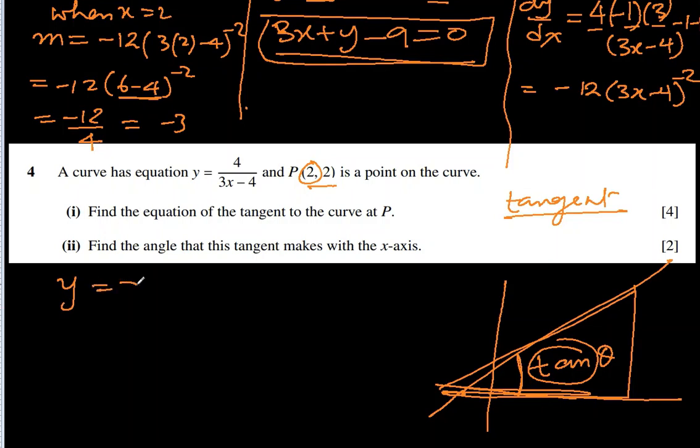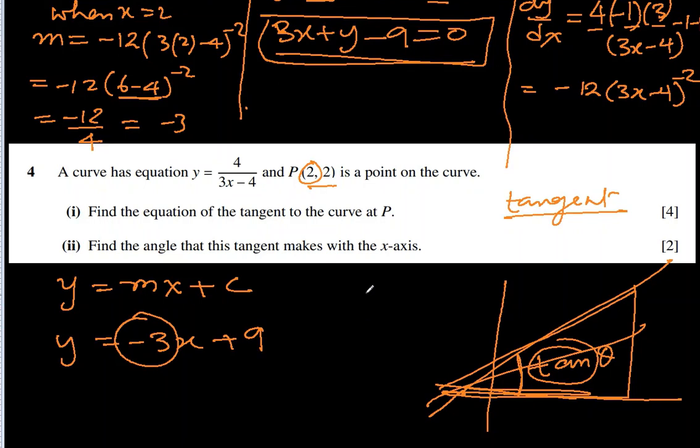We know y equals mx plus c is another format of writing an equation of a line. So let's convert that one. It was already there, but let me do it. 3x plus y minus 9, so it will become y equals minus 3x plus 9. It means the tangent is minus 3. Minus means it's going down. It is not this way. It will be this way.